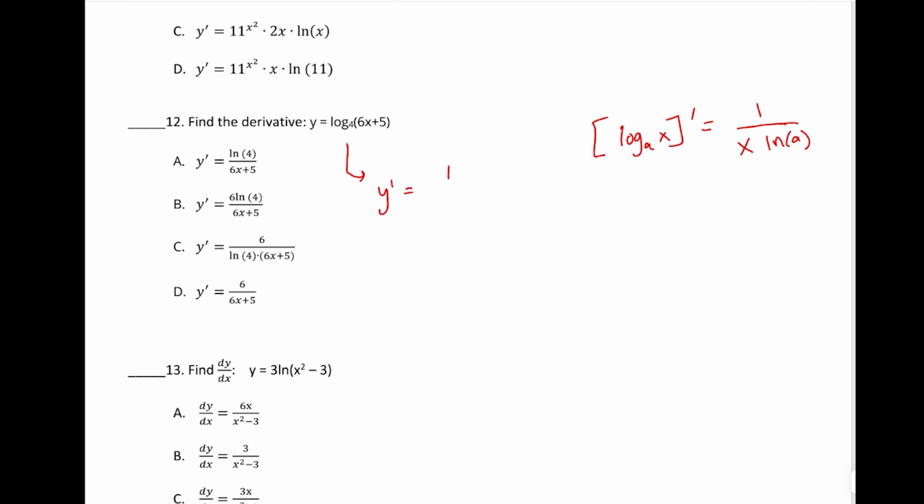So it's going to be 1 over x times the natural, not x, sorry, because it's not just x inside the parentheses, it's 6x plus 5, times the natural log of 4, times the derivative of 6x plus 5. So that's times 6. Now, none of the answer choices look exactly like that, so let's just try to simplify a little bit. 6 times 1 is 6, and I think that's all we're going to have to do, and I don't even really think there's anything more we could do. Let's look. 6 over, yes, our answer here is C.